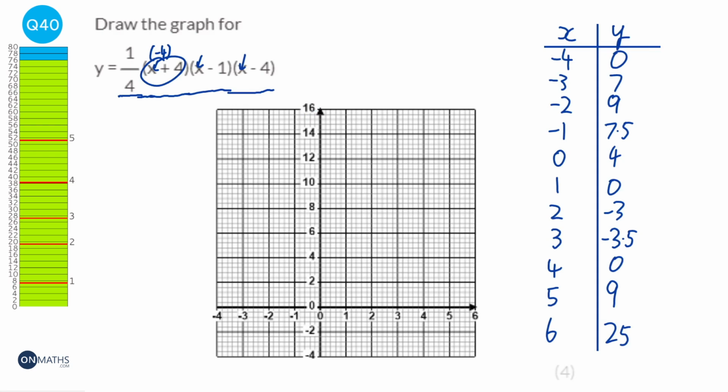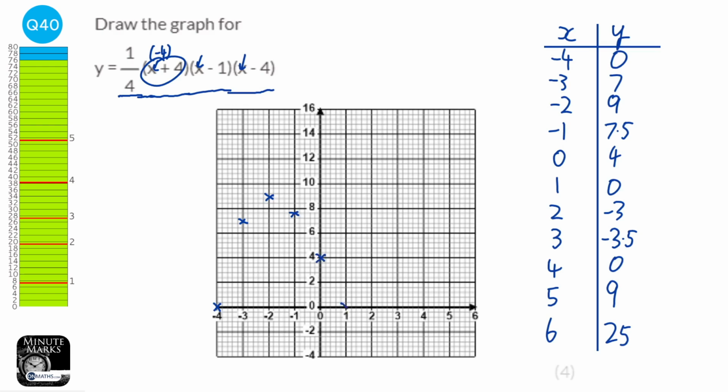So -4 is at 0, so that'll be here. -3 is at 7, so that's going to be halfway here. Then we're at 9, which will be halfway here. 7.5 is a bit more interesting because it's halfway between 7 and 8. So it would be about here. Then 4.